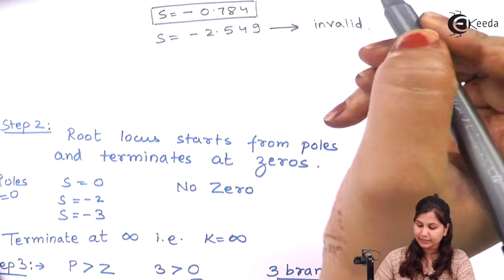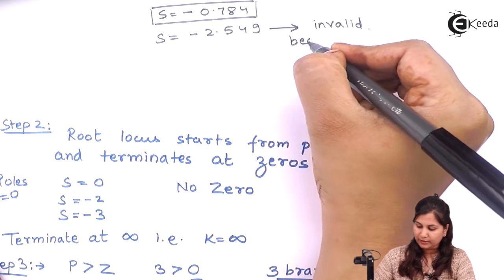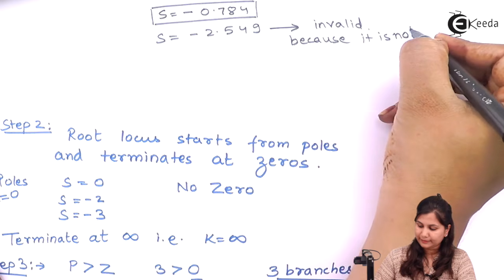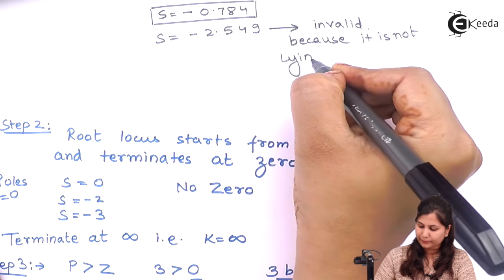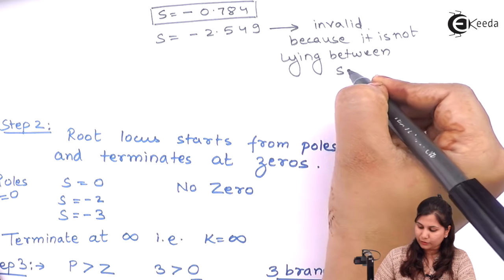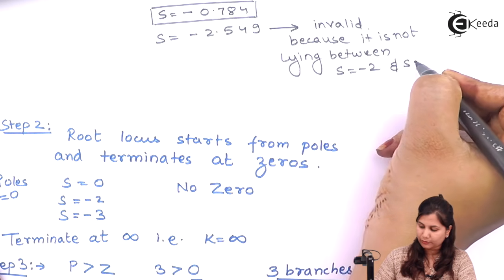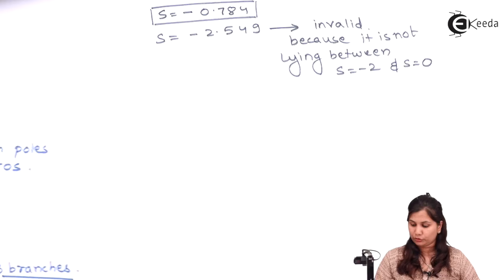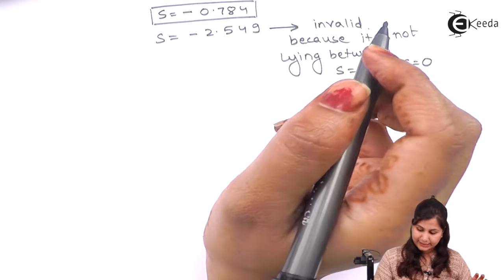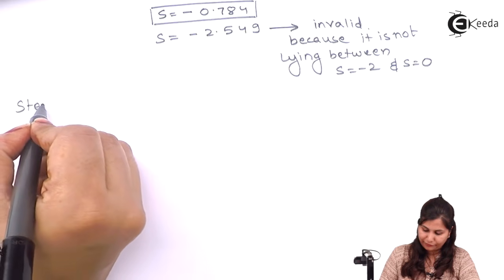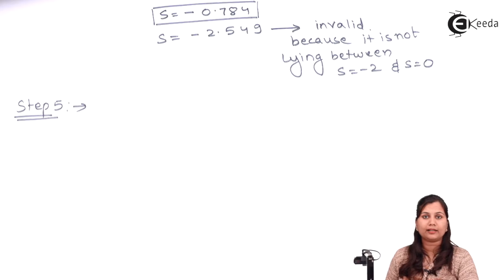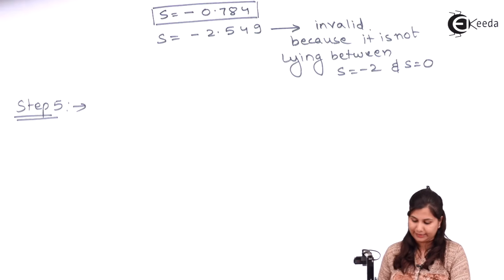This is invalid because it is not lying between s equals to minus 2 and s equals to 0. So this is not a breakaway point. Now our next step is step number 5. Now we will determine the asymptotes on the real axis.